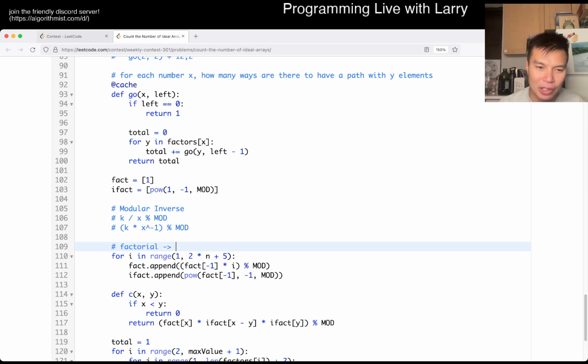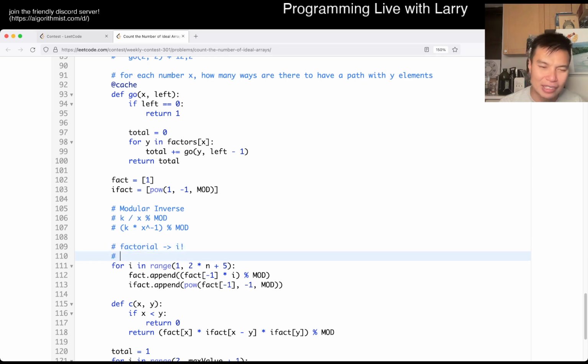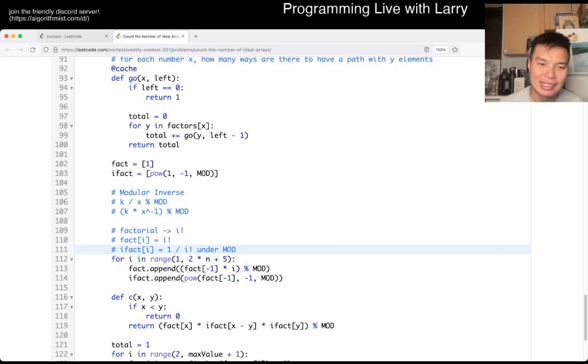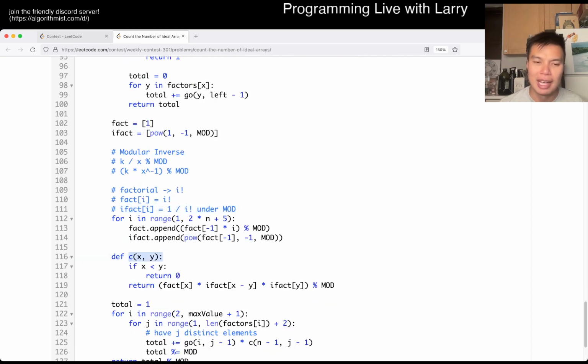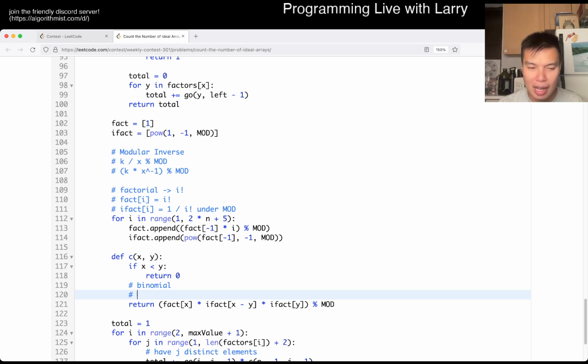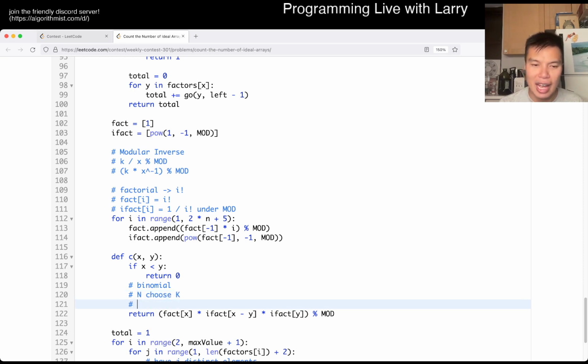And the idea that I use for modular inverse is by calculating both the factorial of I, so fact of I is equal to I factorial, and then I fact of I is equal to 1 over I factorial, under mod. And the reason I need this is so that we can do choose. And choose is just the binomial formula, which is basically n choose k is equal to n factorial over n minus k factorial times k factorial, right? Put the parentheses in the right place to make sure.